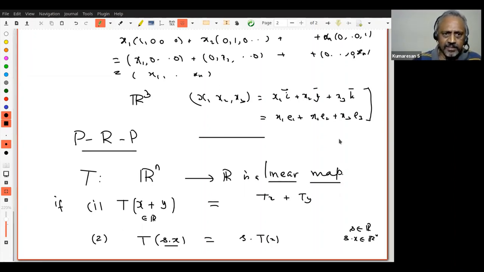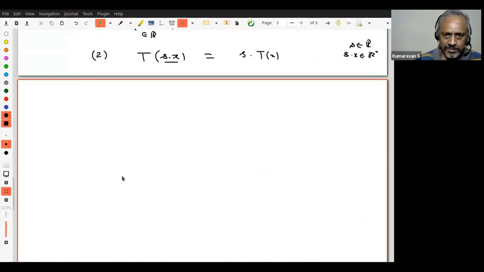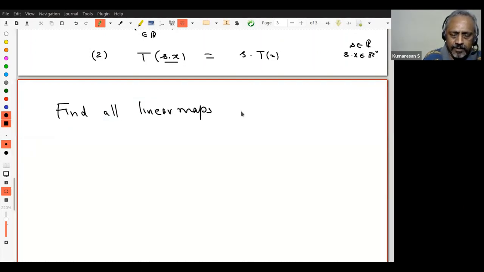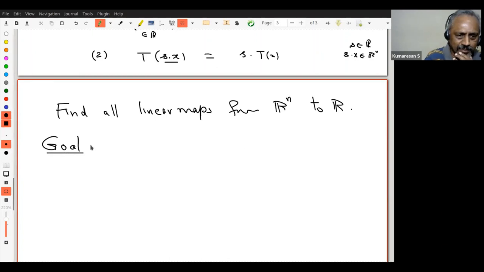Don't lose heart. This is very easy, but fifth semester students may already know some of these things. What we want to do is very simple. I want to find all linear maps from Rn to R. You understand? This is my goal. Usually in a linear algebra course, people don't do that. They talk about various examples, but the most important example for me is what are all the linear maps from Rn to R. You will see that is very easy.